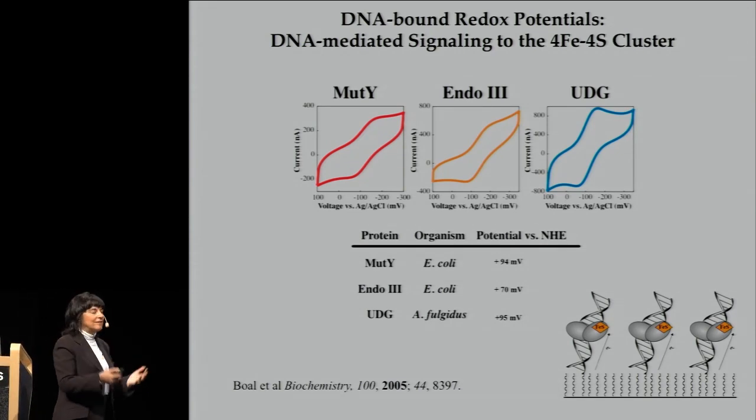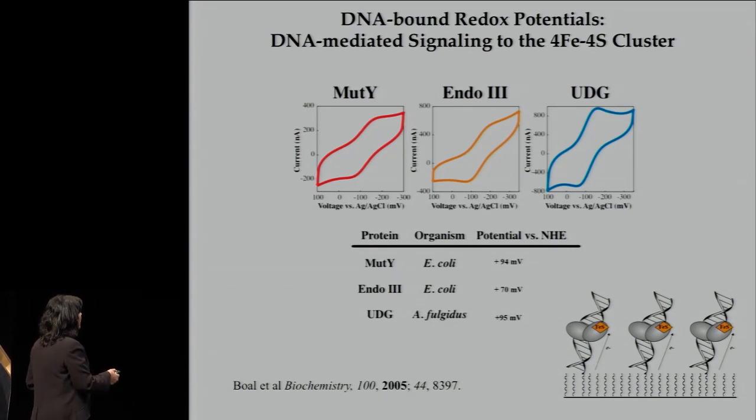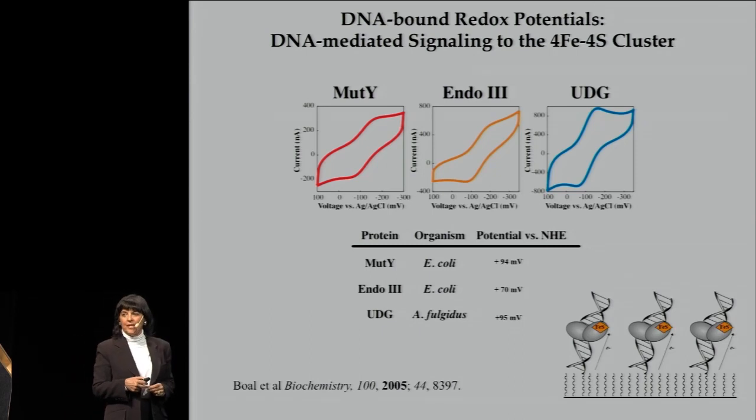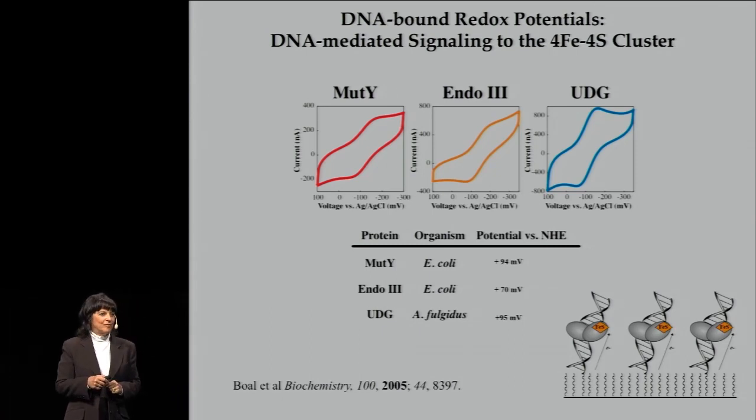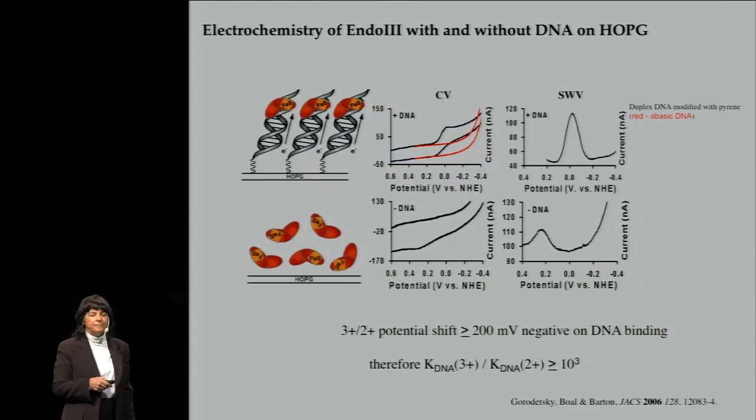Could you see a blip of current? So the redox probe is the protein. And indeed, we can see a blip of current, and that blip of current occurs at about 90 millivolts versus NHE, just what you would want for a physiological switch. And it's the same for all of the various proteins that we looked at.